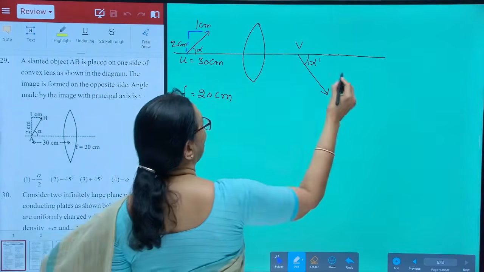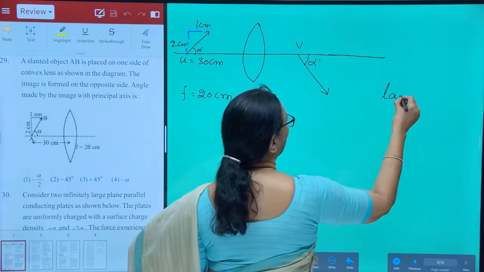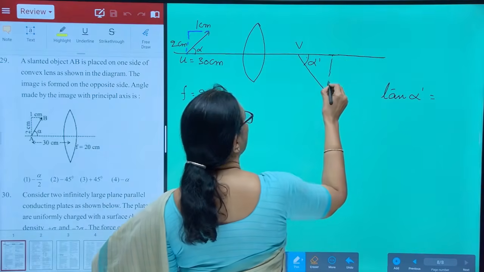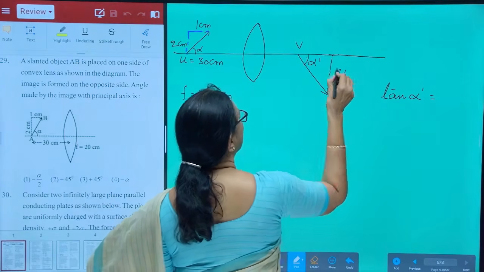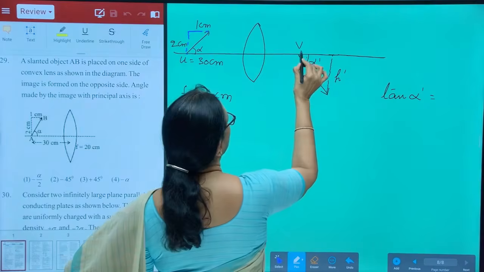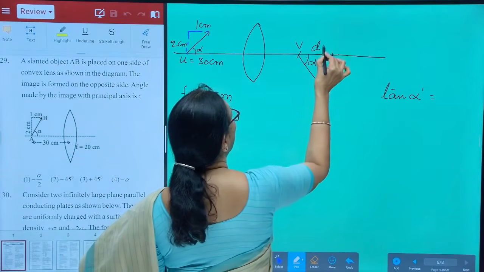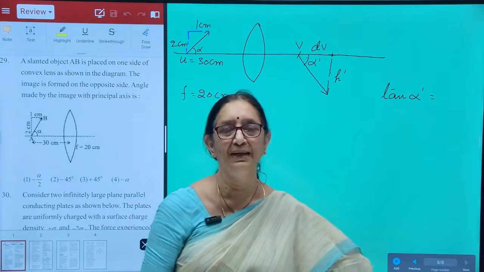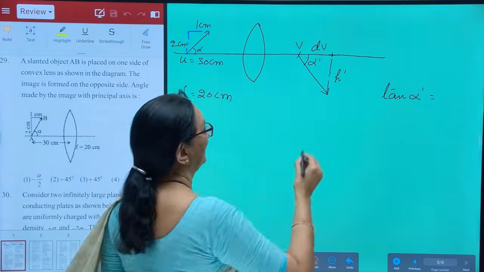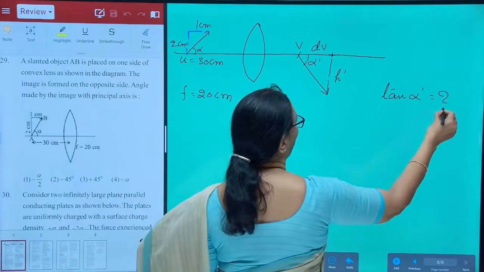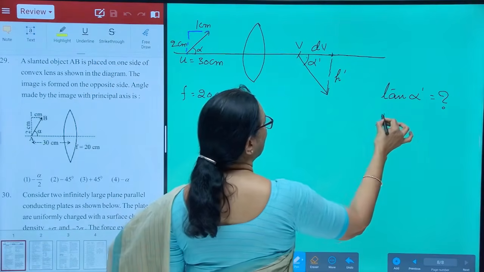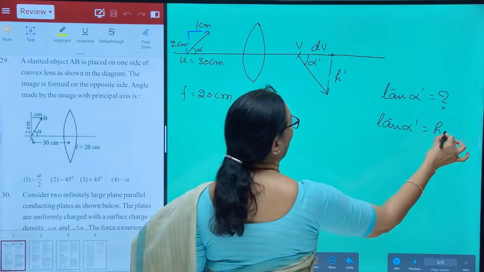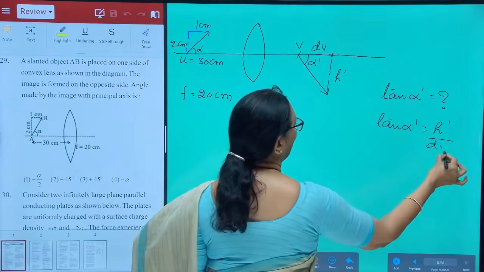So here from this diagram again, going to the end of the question, tan alpha dash is equal to the opposite side, which is the new height, over the adjacent side, which is dv, where dv is the shift in the image location. You need to find alpha dash here. So from this diagram, tan alpha dash is equal to h dash by dv.